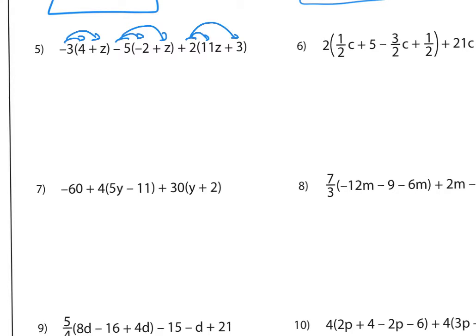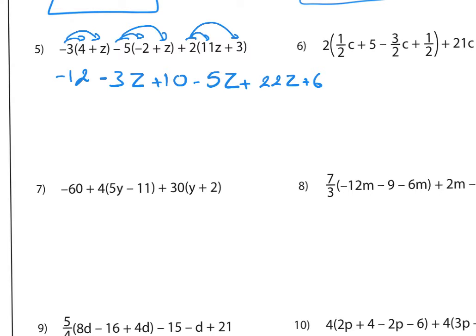So let's start with the first one. Negative 3 times 4 will be negative 12. And negative 3 times z, negative times positive, that will be negative 3z, right? For the second one, we have negative 5 times negative 2, that will be positive 10. And negative 5 times positive z will be negative 5z. We do the same thing for the last one. We got 2 times 11z, that will be 22z. And 2 times 3 will be positive 6 here, all right?